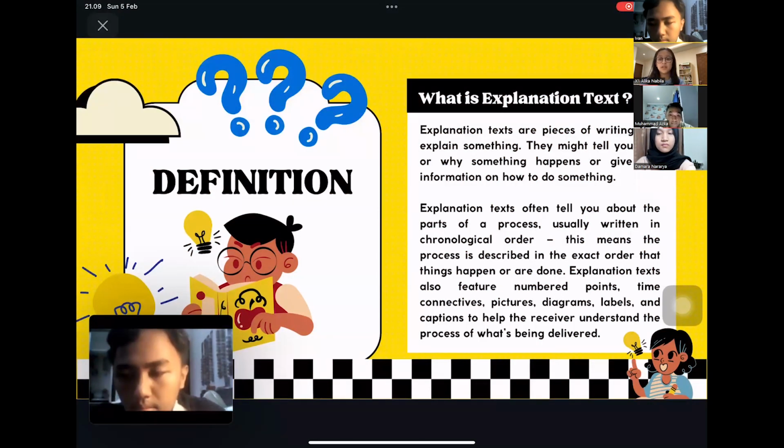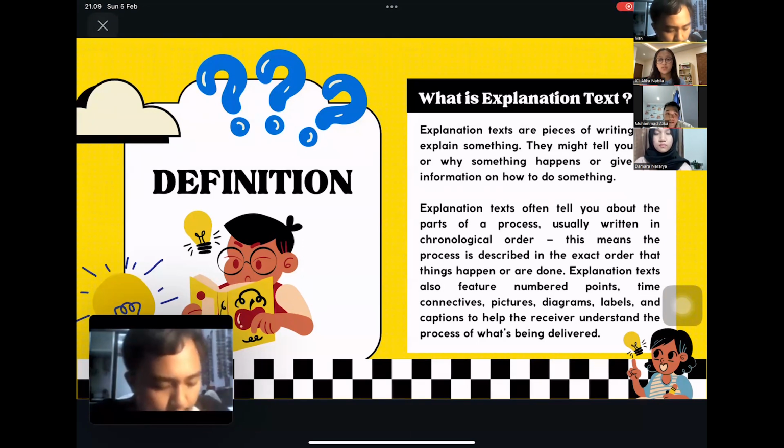Explanation texts often tell you about the parts of a process, usually written in chronological order. This means the process is described in the exact order that things happen or are done. They are also written in an impersonal style, so they don't normally use the words I or you. This helps the reader to focus better on the process being explained. Explanation text also features numbered points, time connectives, pictures, diagrams, labels, and captions to help the receivers understand the process of what's being delivered.